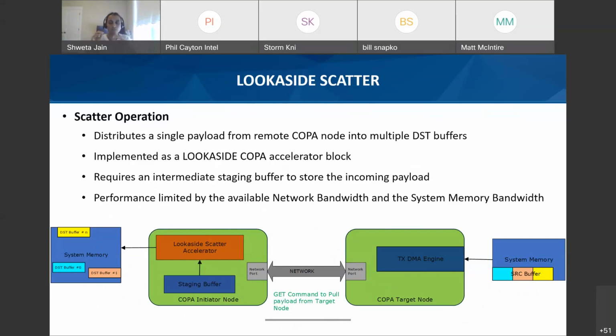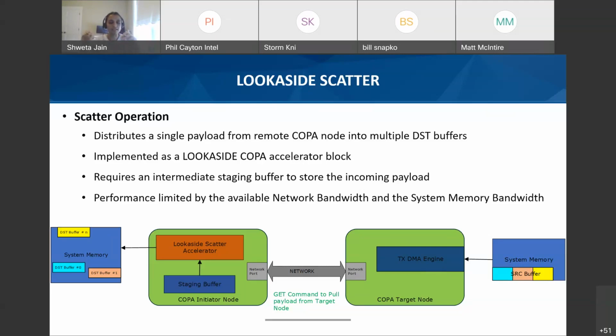In our particular COPA-specific implementation, we implement a scatter operation by doing a pull for the payload that we need to scatter from a COPA target node. The initiator node issues a GET request, pulls the payload that it needs to scatter from the COPA target node system memory, and then scatters it into its memory. So what you can see here is your source buffer resides in the target node, and then you end up writing into the initiator node system memory to different destination buffers.